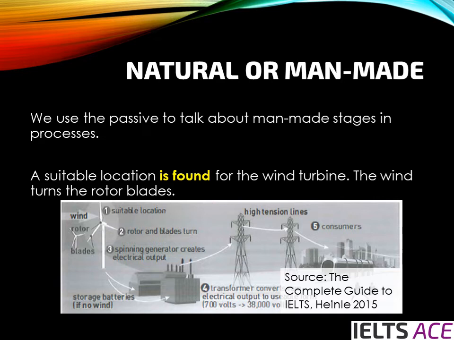So for example, the first step in the process, a suitable location is found for the wind turbine. So finding this location is something which is done by a person. We don't know who, which is why we're using the passive. In the next step, the wind turns the rotor blades. So in this case, something natural is causing the turning. So therefore, because it's a natural thing, we would generally use the active voice, not the passive.